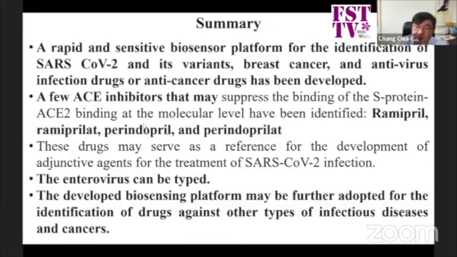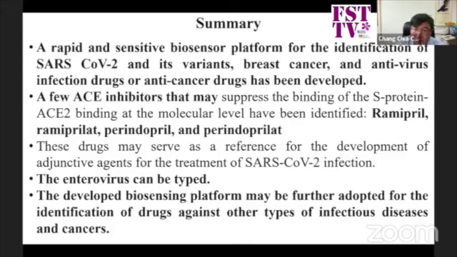So in summary, right now we're developing a biosensor platform to identify SARS-CoV-2 and its variants. This can also be used for drug screening, and even enteroviruses can be typed. And this platform can be adapted to identify drugs against other types of infectious disease or some novel infectious diseases too.